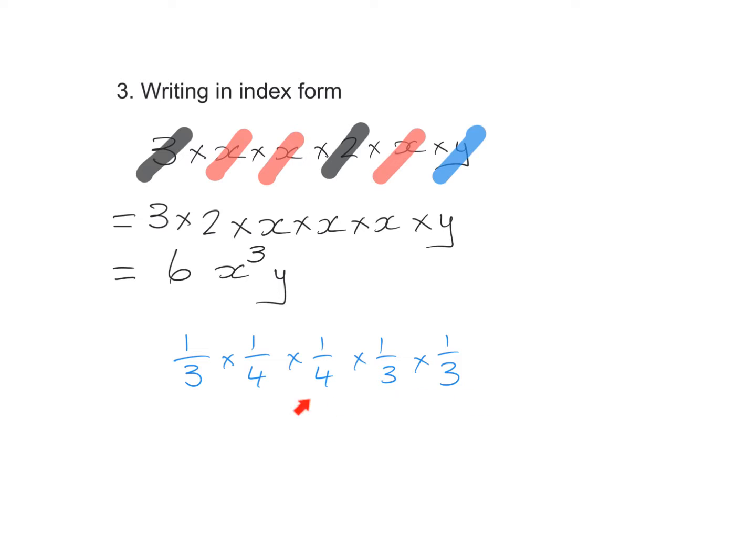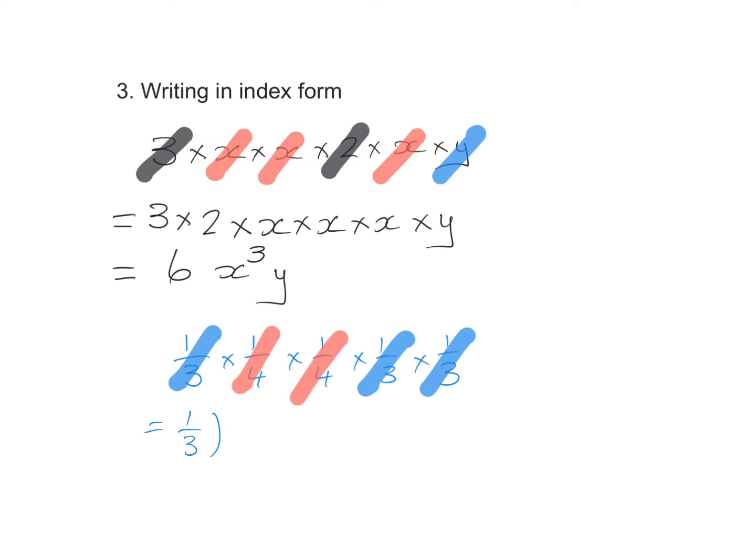What about this over here? How do we collect all of these and write it in index form? Well, we simply identify our like terms. That's a like term, that's a like term, and that's a like term, as is a quarter and a quarter. So we can write that as follows.